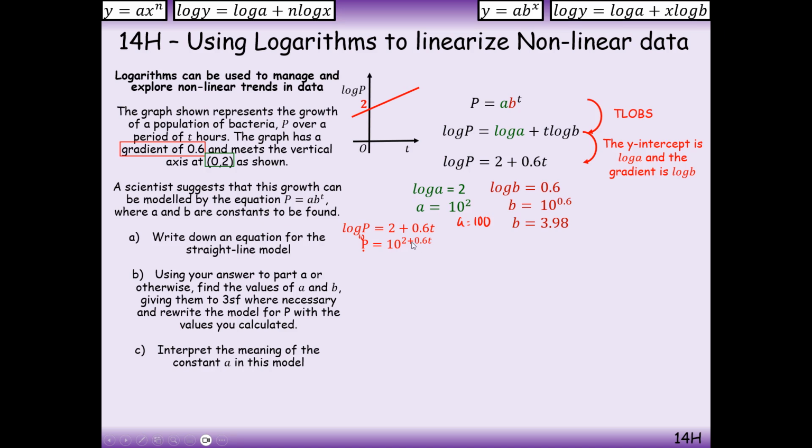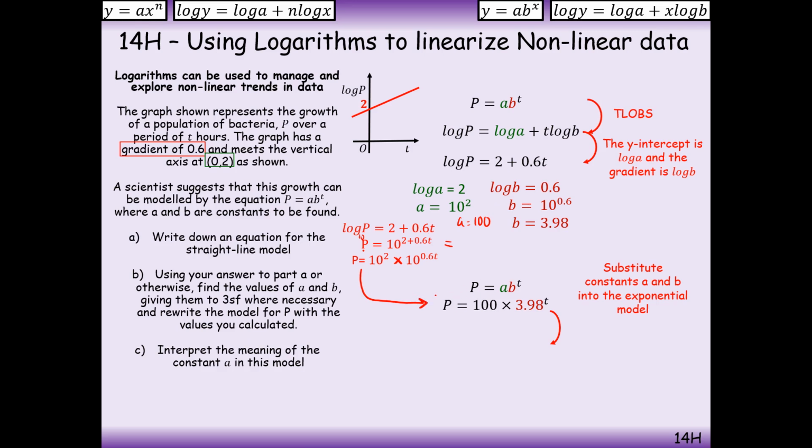Now, of course, that plus sign there means that I have this situation. When you have these two powers, the plus sign means that you can separate them by multiplication. 10 to the power of 2 and 10 to the power of 0.6 are multiplied. Therefore, that is literally 100 times 3.98 raised to the power of t. So that's just writing this again, the same thing. 10 to the power of 0.6, we already figured it out, it was 3.98.